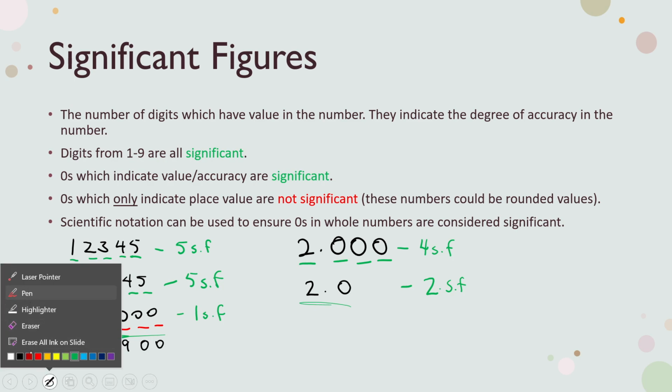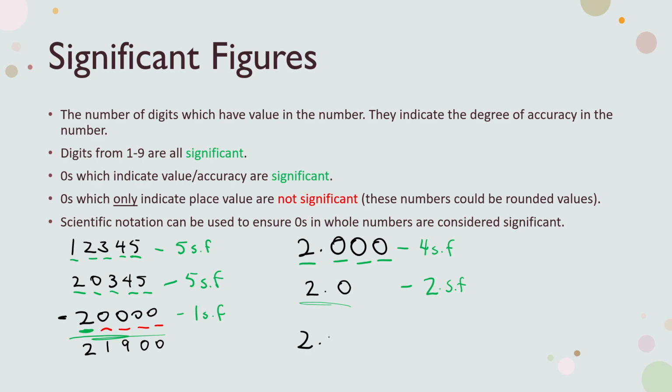So here, if I had my number that's 20,000, for example, I could write it in scientific notation as 2.000 times 10 to the 4. In this case, what I'm saying is that the first 3 zeros of 20,000 are significant. The last 0, however, is not, meaning that this could be some sort of rounded number.